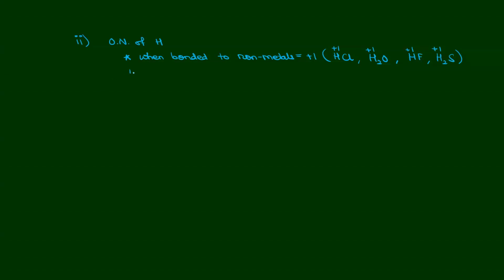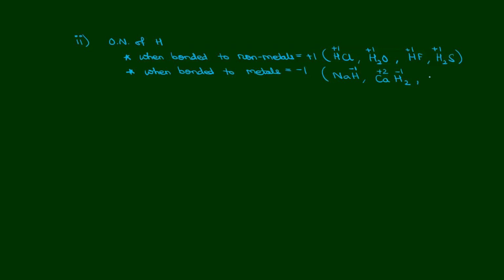And when it is bonded to metals, which are electropositive elements, it is minus 1, which is called hydride. So with metal, if I write sodium hydride, it will be +1 for sodium, -1 for hydrogen. What would be the calcium hydride formula now? CaH2. So now we have to leave the habit of mugging up. Calcium is +2, hydrogen is -1, crisscross, so you get calcium hydride, CaH2.